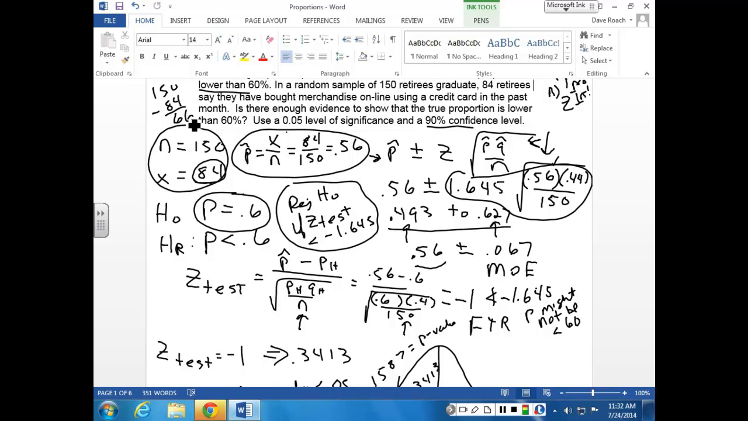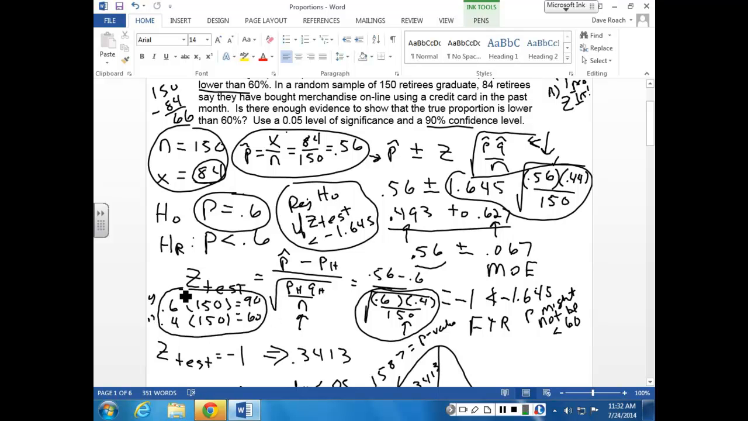For the hypothesis test, it's really what we expect for yeses and nos. So our expectation for yeses would be 0.6 times 150, and for nos, 0.4 times 150. And I believe that's 90 and 60. Both of those are greater than 5, so we're good for our hypothesis testing as well.